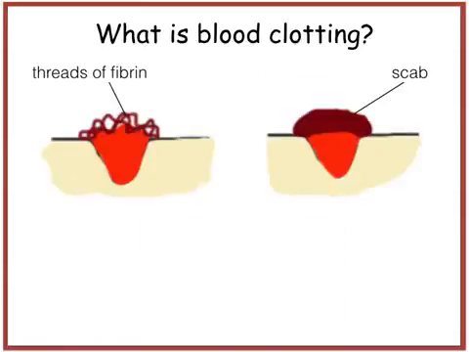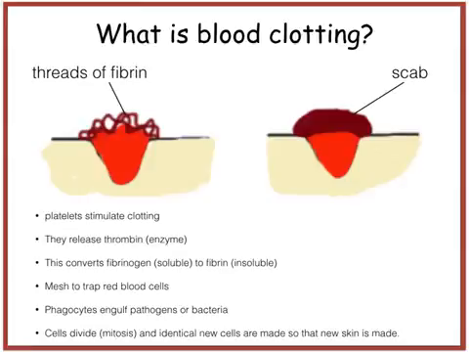The actual details that you need to know are: platelets stimulate clotting, and they release thrombin, which is the enzyme that converts fibrinogen into fibrin, which is insoluble. This fibrin forms a mesh to trap red blood cells. And you also have phagocytes engulfing pathogens or bacteria at that site of infection. The cells divide by mitosis, and identical new cells are made so that you have new skin being made underneath the scab.